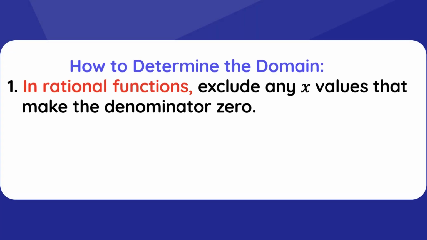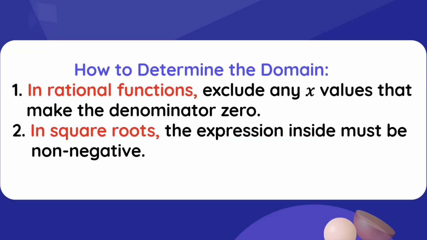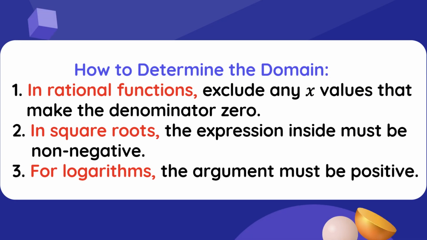How can you determine the domain of a function? 1. In rational functions, exclude any values that make the denominator 0. 2. In square roots, the expression inside must be non-negative. 3. For logarithms, the argument must be positive.